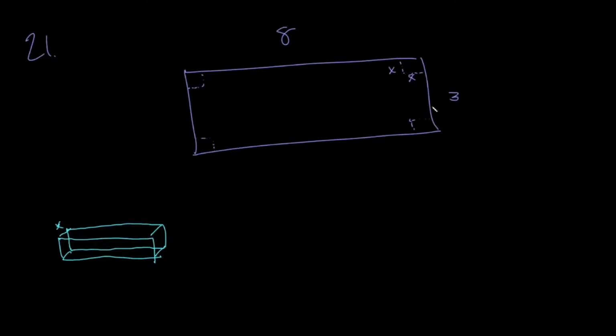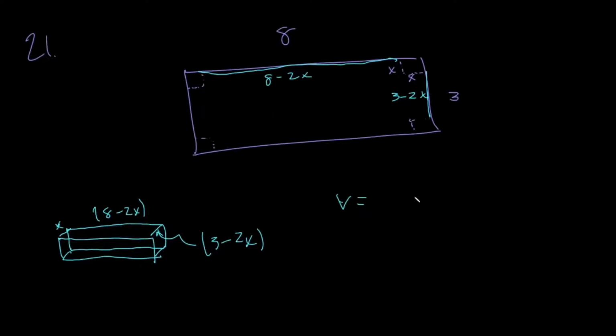we need to know what this dimension is and also what this dimension is. It turns out that this is 8 minus 2x and 3 minus 2x. Any questions about those? And so, labeling my picture, the volume of a rectangular prism is just the product of its 3 dimensions: x times (8 minus 2x) times (3 minus 2x).